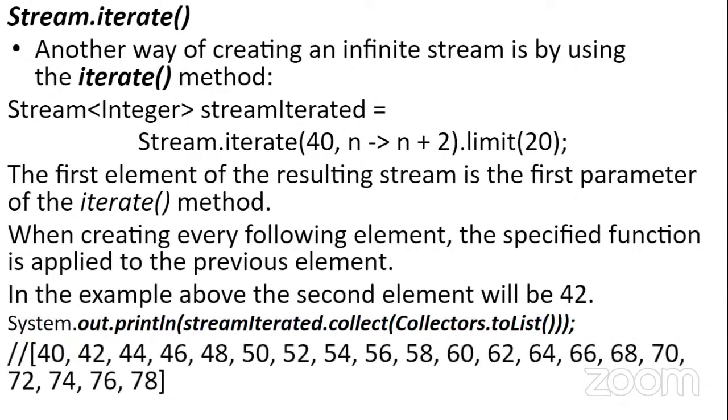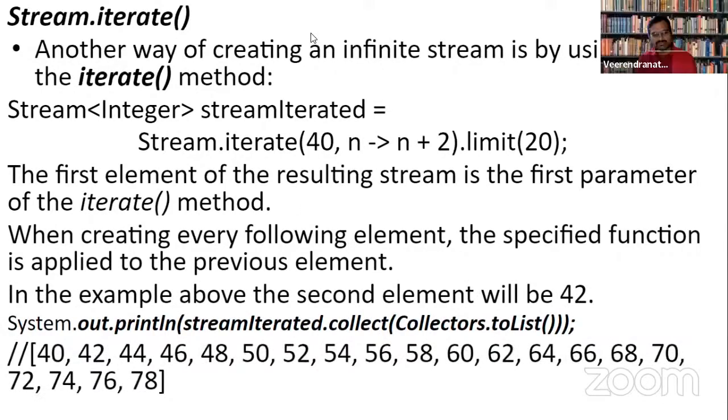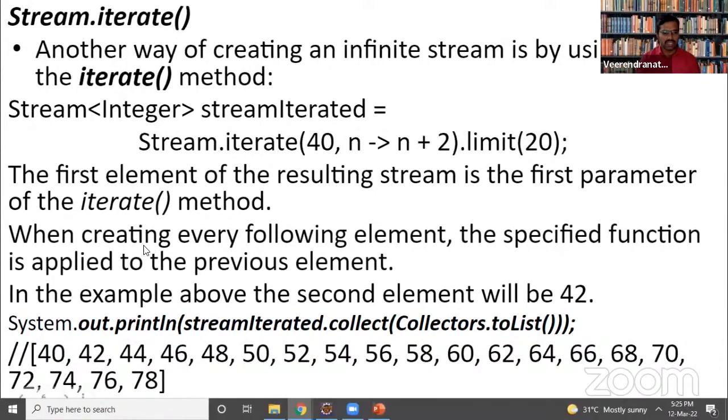So here you can observe the elements. What exactly is happening over here? 40 is the first element, and from then on you have 42, then 44, then 46, then 48, then 50. So how many numbers in that way? 20 numbers. So that is what the limit is.